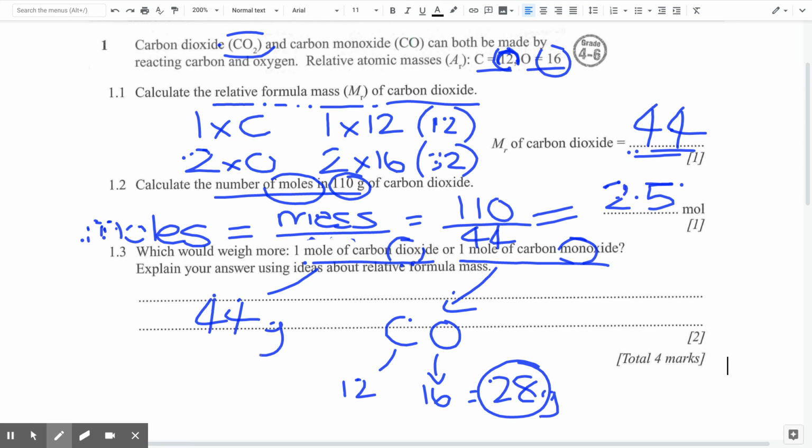Carbon dioxide would be 44 grams. And so which would weigh more? In answer to the question, carbon dioxide would weigh more. It's got more stuff in it. It's got 2 oxygens, so we could have worked it out just from the naming of the compounds. But in calculating RFMs, carbon dioxide has an RFM and hence a mass of 44 grams for 1 mole. Carbon monoxide has an RFM of 28 and hence 28 grams for 1 mole. So carbon dioxide would weigh more.